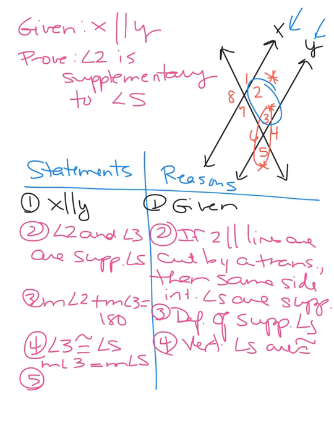So in step 5, I'm going to say the measure of angle 2. Now instead of saying the measure of angle 3 as I did in step 3, I'm now going to replace that with 5. The measure of angle 2 plus the measure of angle 5 is equal to 180, and that's from substitution.